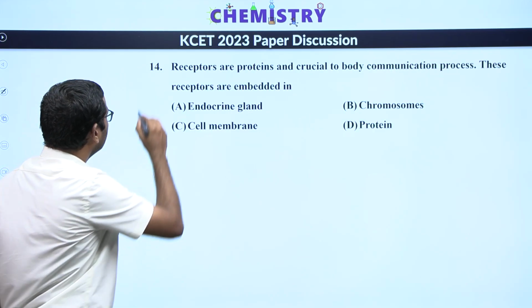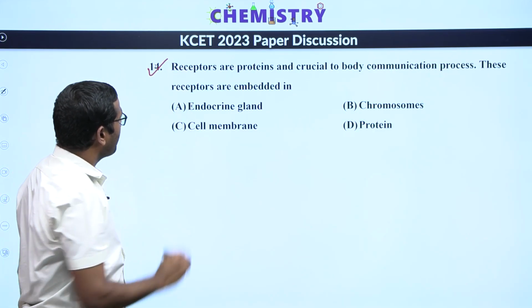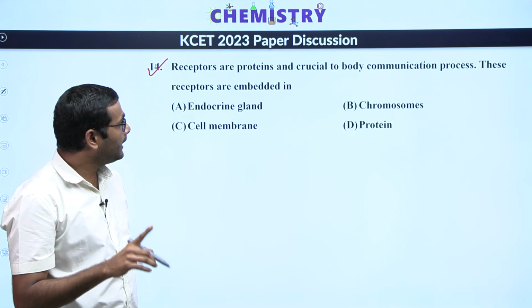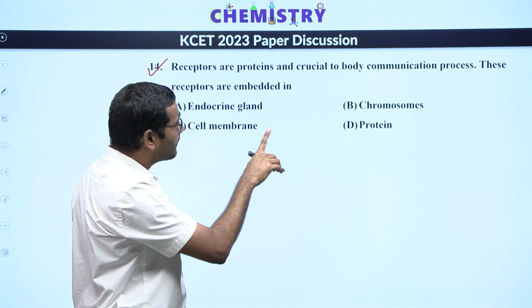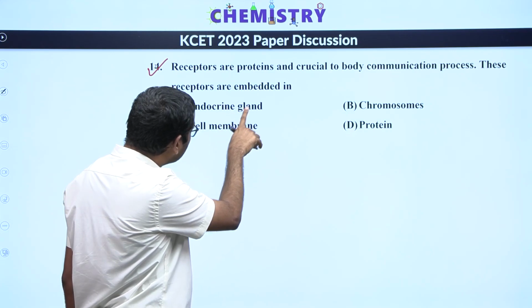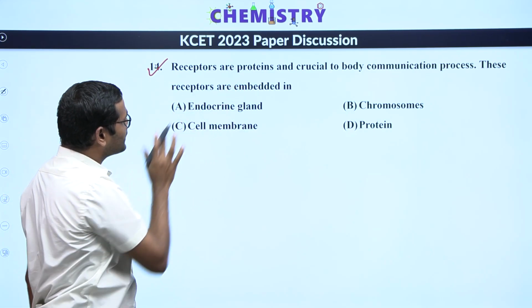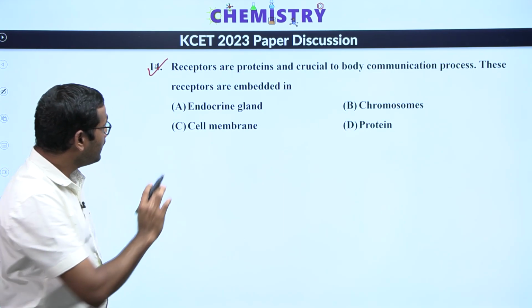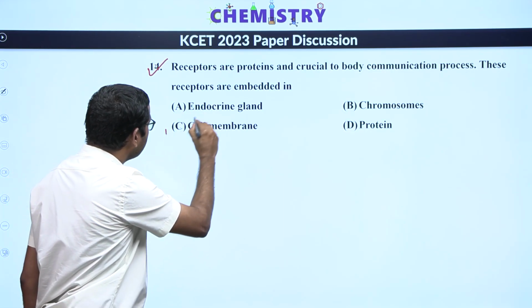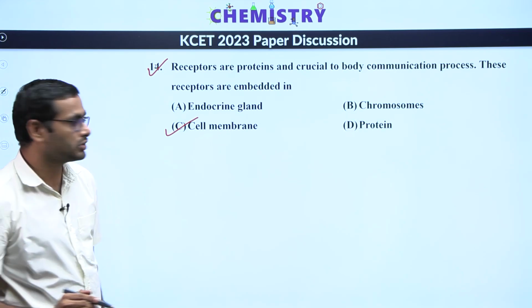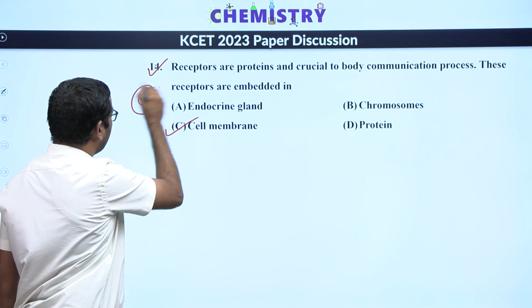Now 14, this is the NCERT based question, beta. Receptors are proteins and crucial to the body's communication process. These receptors are embedded in... Usually proteins act as receptors, you have studied in biology. Here these are present in the cell membrane. This is a direct NCERT based question. So for the 14th one, the answer is C.